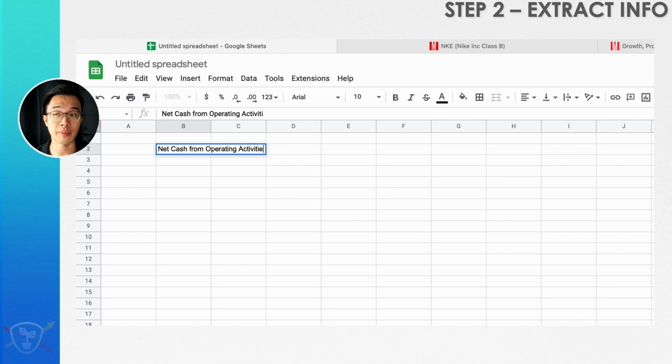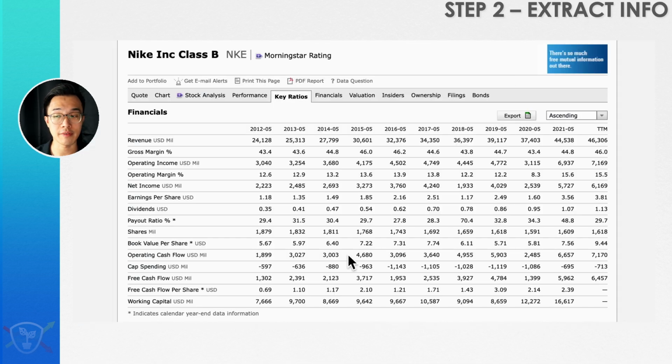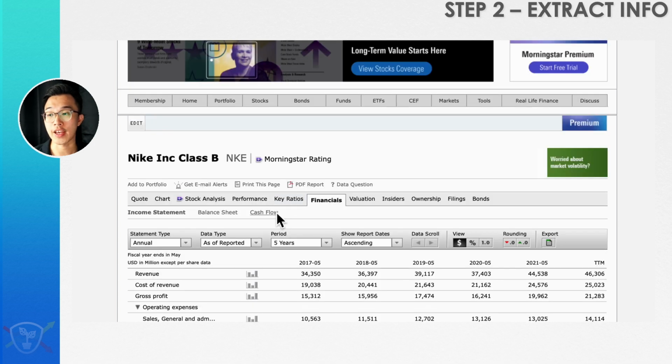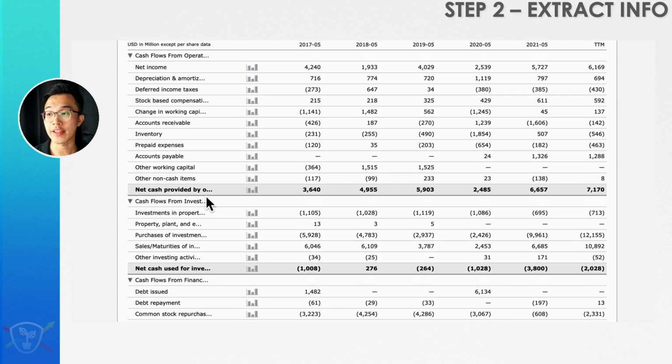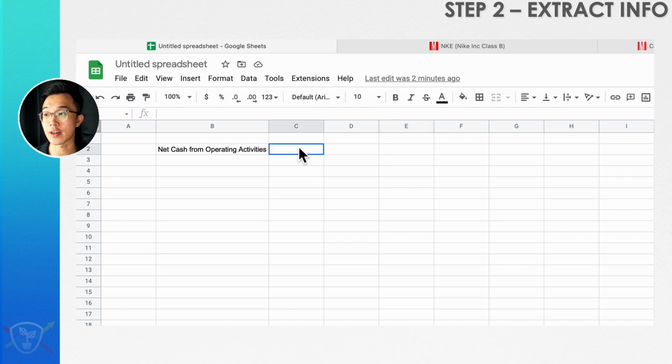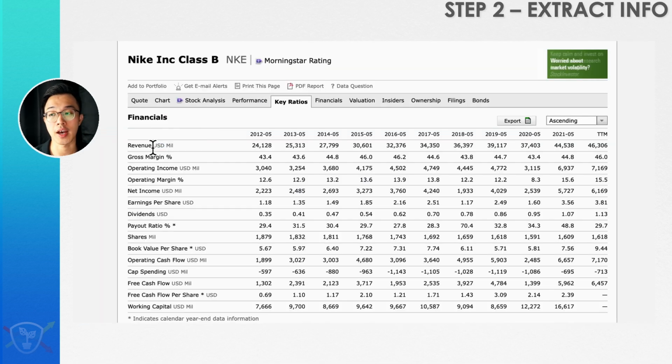Now we can find this information back in Morningstar, basically the operating cash flow. For this example, we're going to be taking the number for 2021. We can also find this number in the cash flow statements under financials, cash flow statement, net cash provided by operating activities, 6657 million. So we're going to key that here, 6657. Do bear in mind that these numbers are in millions of US dollars.